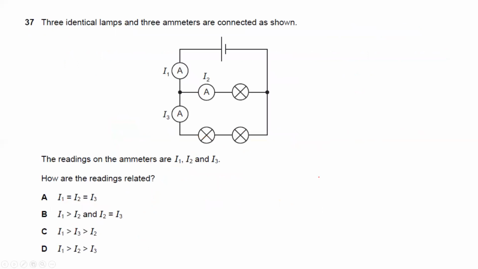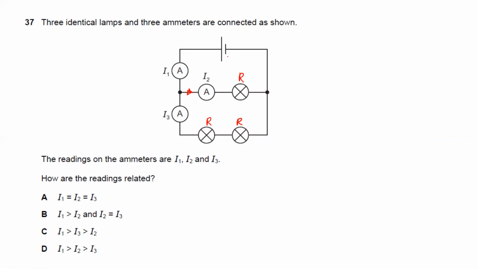So next, question number 37. It says 3 identical lamps and 3 ammeters are connected as shown. How are the readings on ammeters 1, 2, and 3 related? Okay, so what is happening? This ammeter is measuring the current passing through this. Basically, this lamp will have a resistance R, this lamp will have a resistance R, and this lamp will have a resistance R.